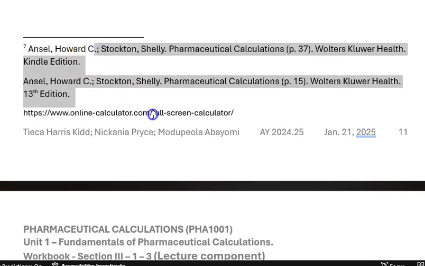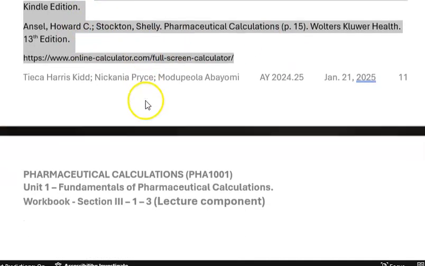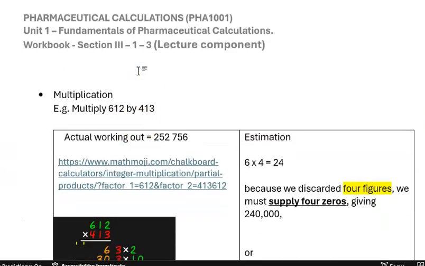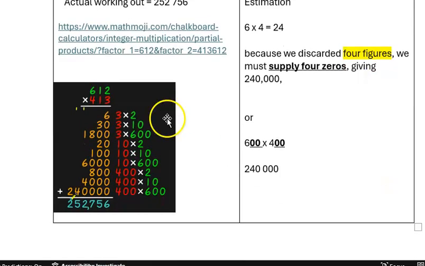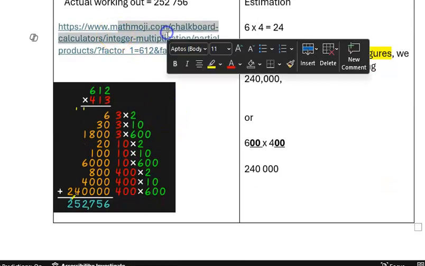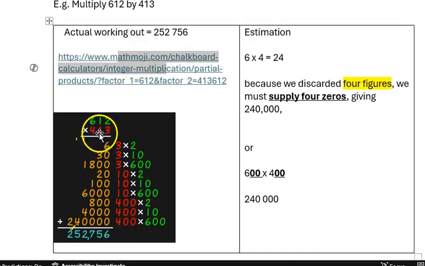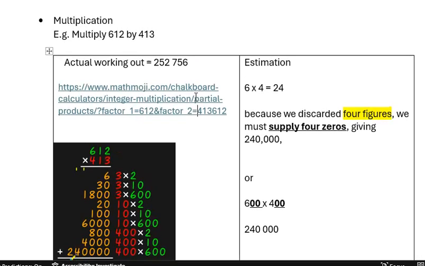So these are the websites in the footnote, and the books and the relevant pages, for where the information was taken from. Let's look at the multiplication, right? Again, mathmoji.com shows you nicely how to lay out your work. You're not going to do that in PharmCal class, no, but it's just for you to refresh your mind of what the process is.